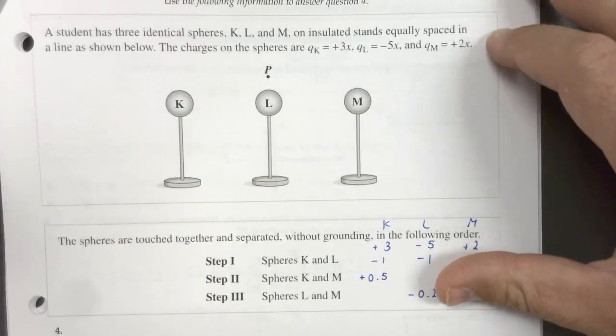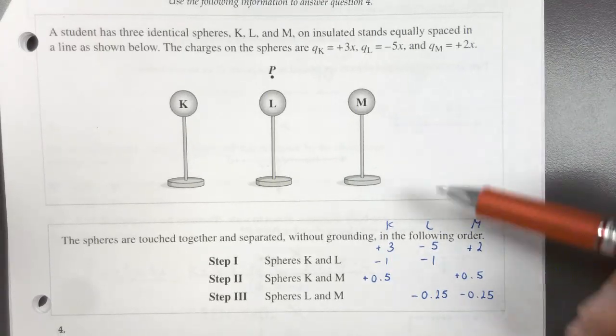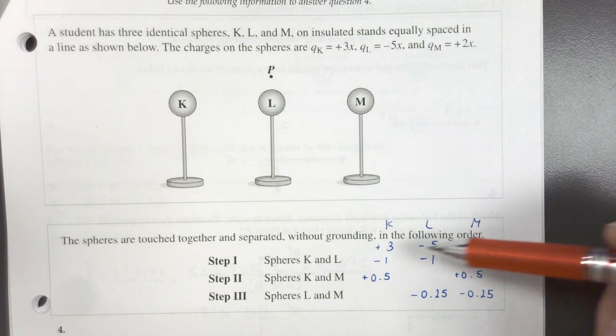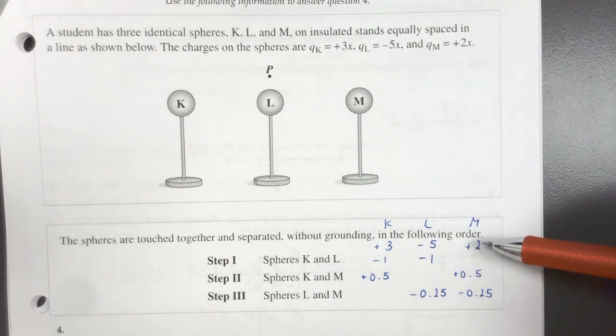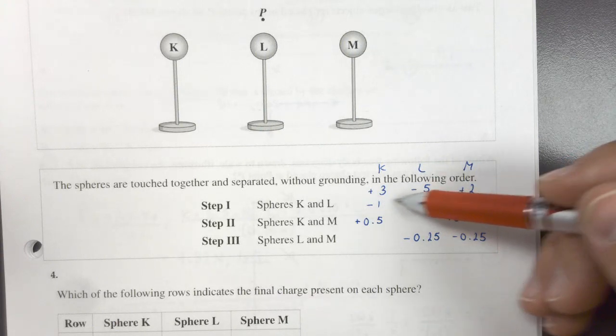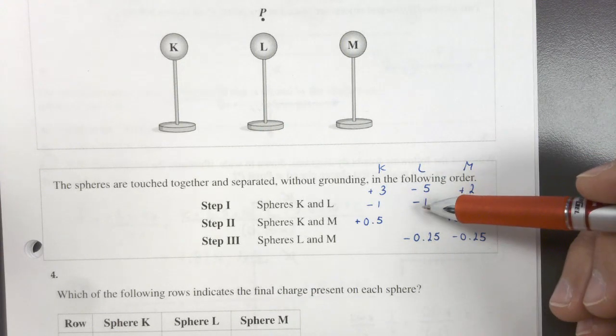So here's what I did. I built myself a small table here, K, L, and M. I wrote down the initial charges of each, and then I went through one at a time and figured out what the charges would be after contact.